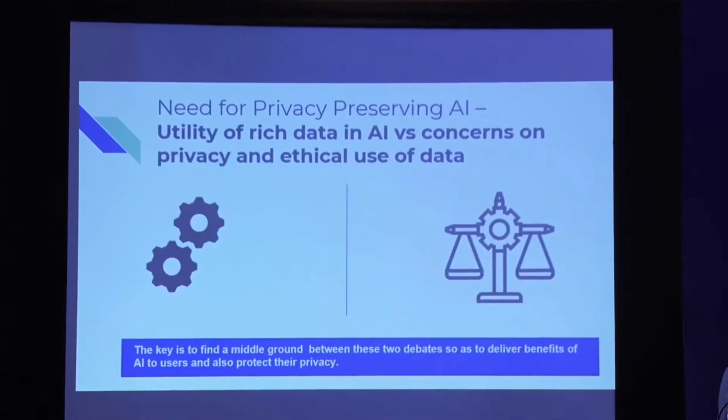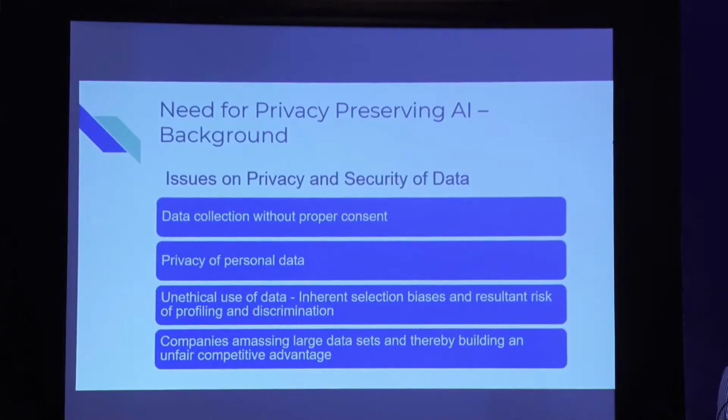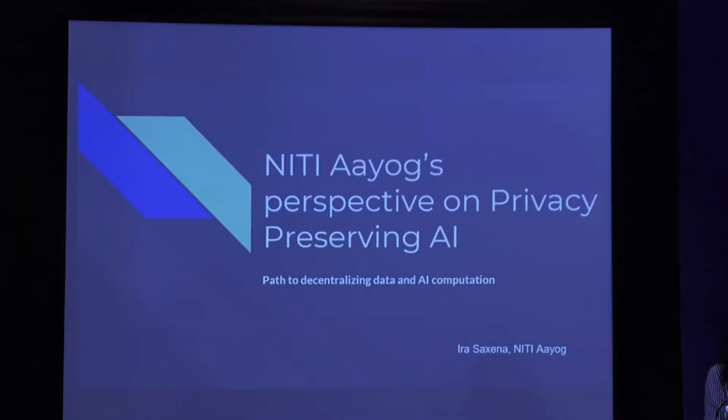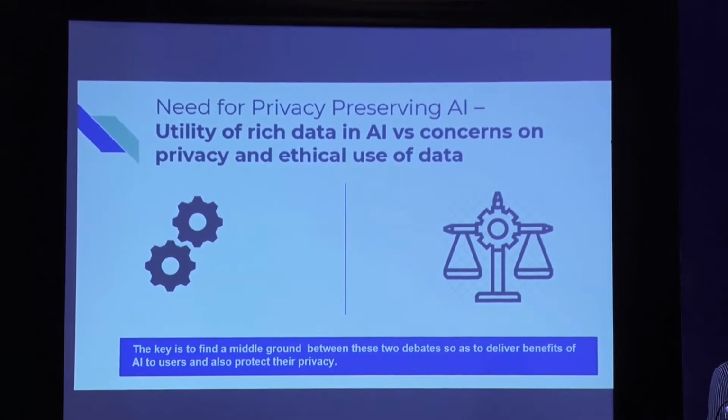So just a quick background establishing the case for privacy-preserving AI. This is something that we all know, that the issues on privacy and security of data are centered on data collection without consent, privacy of personal data, unethical use of data, companies acquiring large data sets and gaining an unfair advantage, which leads us to a debate on the utility of rich data and artificial intelligence versus concerns on privacy and ethical use of data.